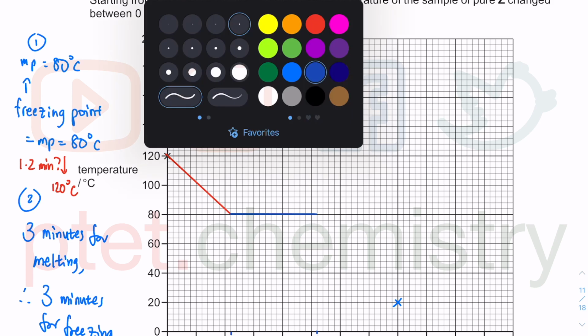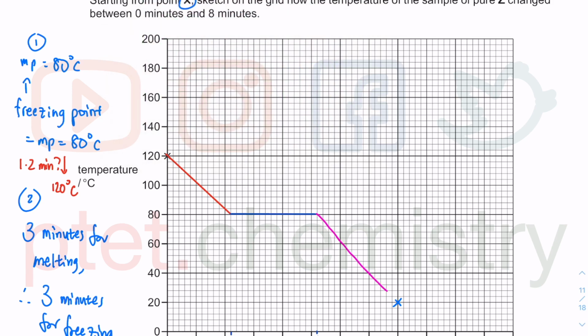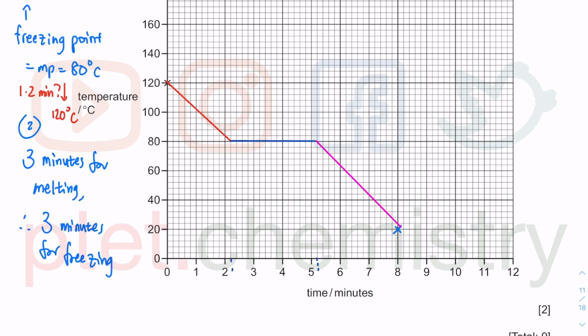And then the next bit of the graph is just cool all the way. I think what is most important is you must have the freezing point at 80 degrees Celsius. You must have it over 3 minutes, and you must have it coming down, constant, coming down, everything finishing at 8 minutes. That should have given you the full 2 marks, and that should give you the 9 marks overall for this question.